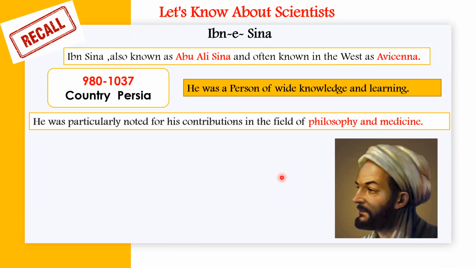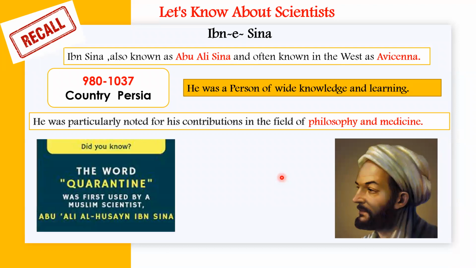He was born in 980, and he died in 1037, and he was born in Persia. He was a person of wide knowledge and learning, and he was a physician, a doctor by profession. Also, he was a philosopher, a writer, and a good thinker. He was particularly noted for his contribution in the field of philosophy and medicine. At that time, he worked magnificently in medicine and philosophy.